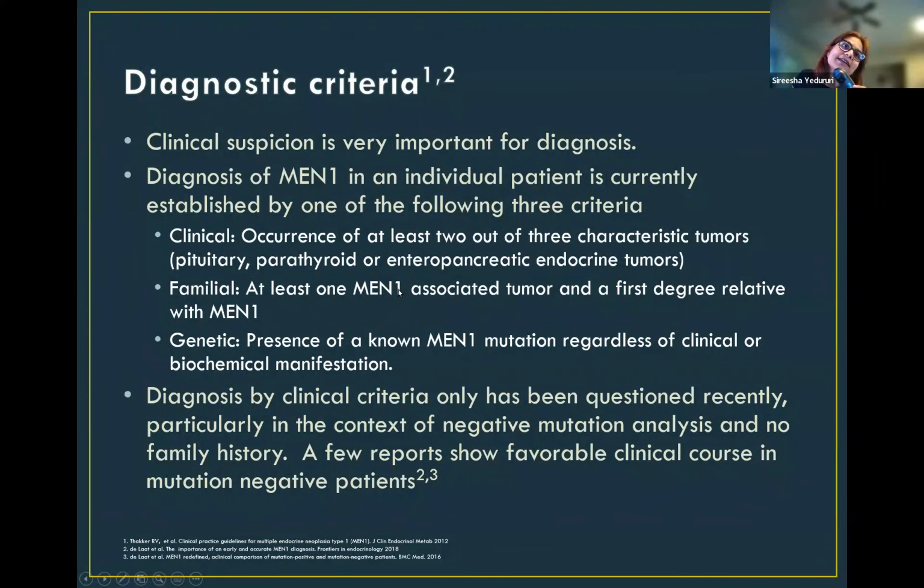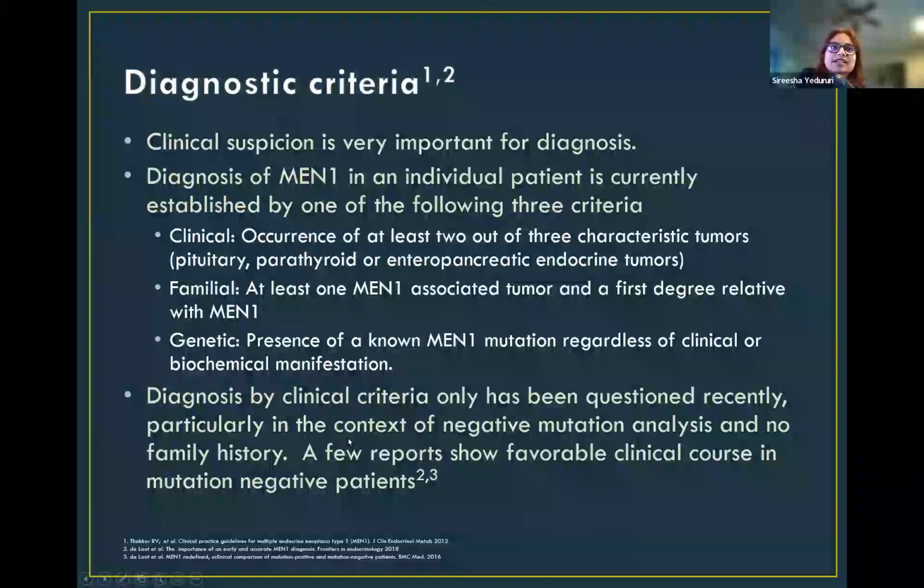And then familial: if the patient has at least one MEN-associated tumor and a first-degree relative, we just diagnose it based on only one criterion. And then genetic, it's basically the presence of a mutation, regardless of whether the patient has presented clinically or biochemically with the tumor. As long as the mutation is there, they diagnose it as MEN1.